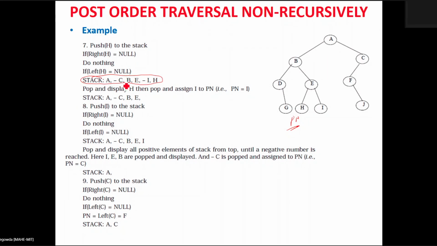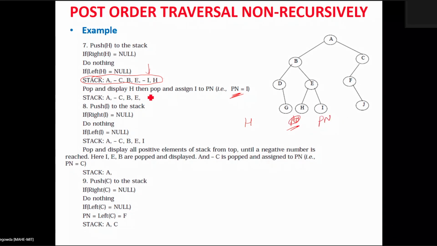Now I am going to check whether the right child is there for H. Right child is not there for H. There is nothing to do, and left child is also not there for H. When right child and left child are absent for that particular node, then you have to pop all the elements one by one from the stack here. When I pop the elements, I'll get an H. H has to be displayed right now. When I do the second popping, I'm going to get the negative value. That is nothing but minus I. Now I have to remove this negation, and that should be assigned to the variable Pn. Now my Pn is pointing to I right now.